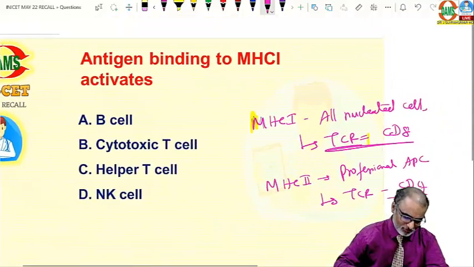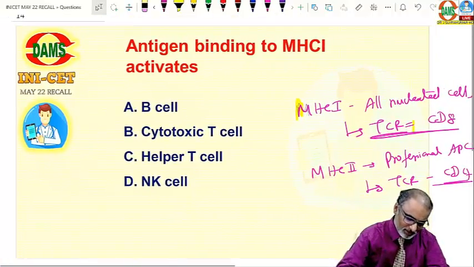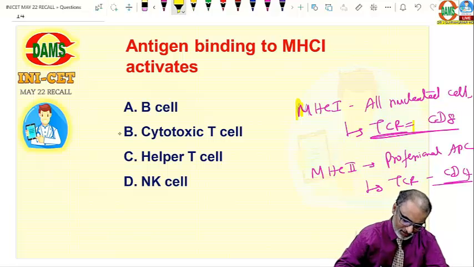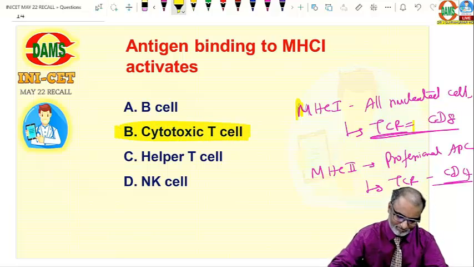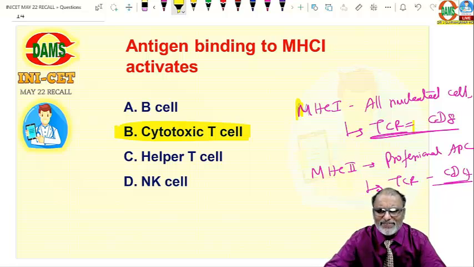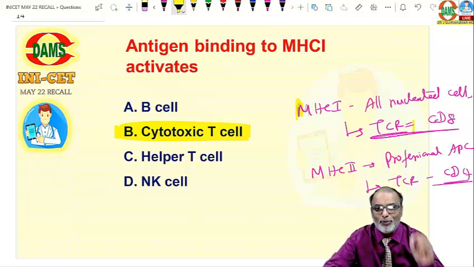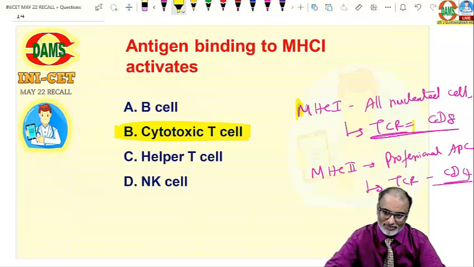So here's a very direct question. Antigen binding to MHC1 activates cytotoxic T cell. Once the cytotoxic T cell got activated, it releases perforins, granzymes, many other agents. They make pores into the cell, they kill the cell. Because of them, we call it as cytotoxic T cell.